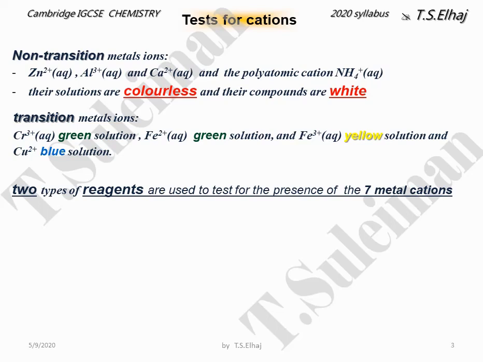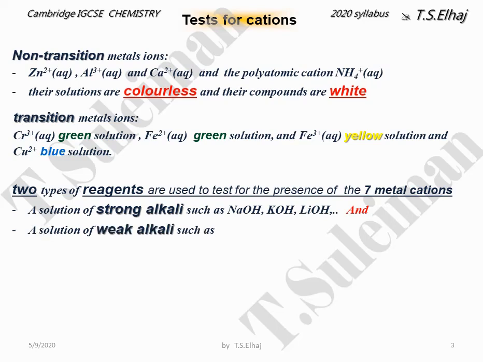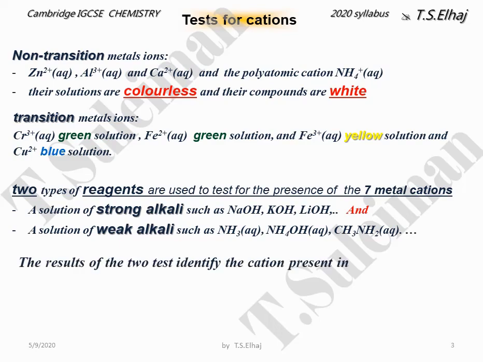So we go through chemical tests, and in chemical tests for cations they ask us to identify the reagents that can be used. 2 reagents are used. One of them is a strong alkali such as NaOH, KOH, lithium hydroxide, cesium hydroxide, rubidium hydroxide, barium hydroxide, and another test will be using a weak alkali like ammonia, ammonium hydroxide, methylamine and so on. The results of these 2 tests will help us identify the cation present.